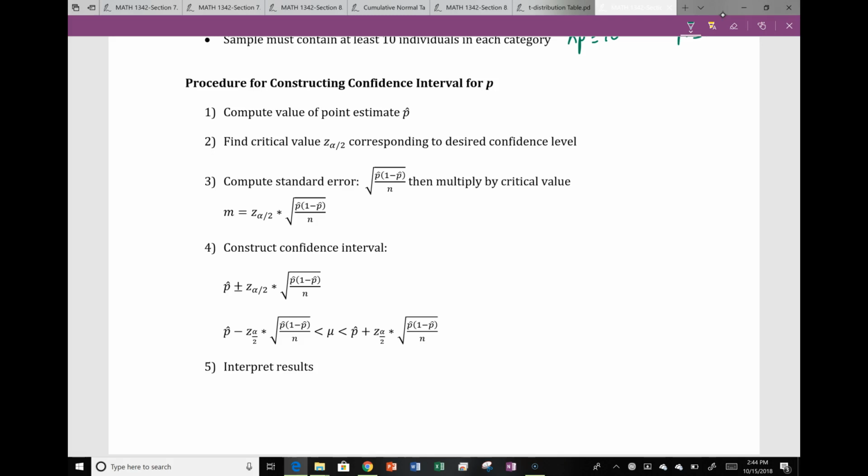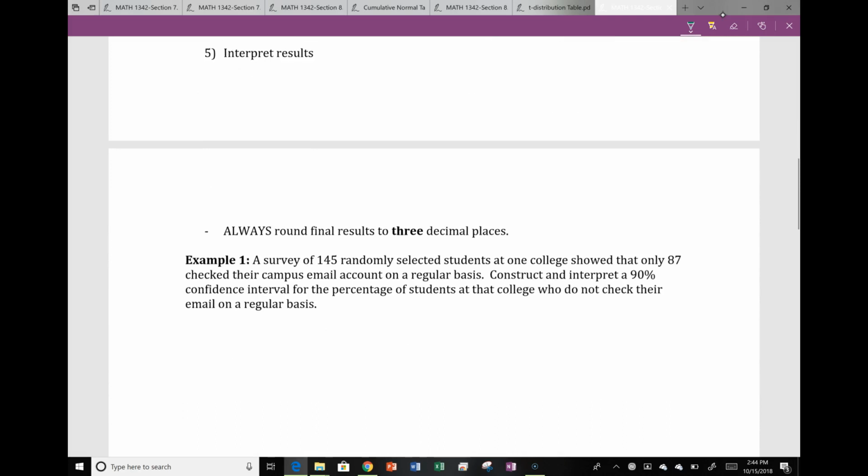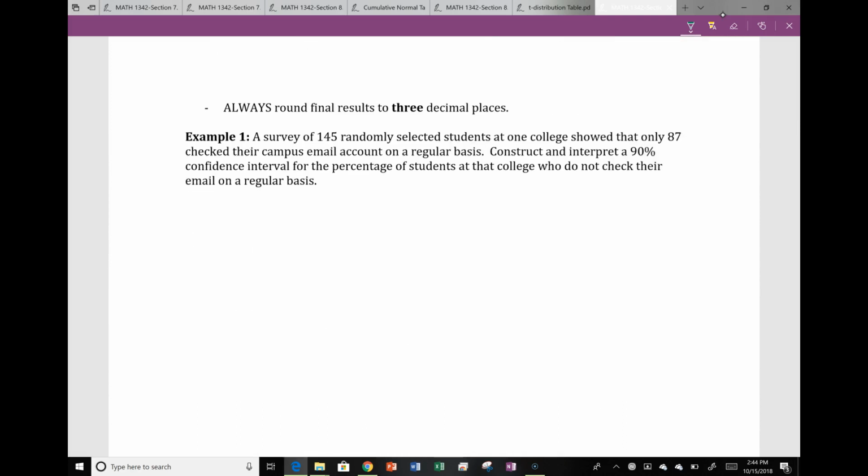Now I know that sounds like, oh, what do we do? So let's go into an example. Another thing to remember is when we're talking about population proportions, we want to round to 3 decimal places. This is a little bit arbitrary, but it gives us that percentage plus a little bit more.